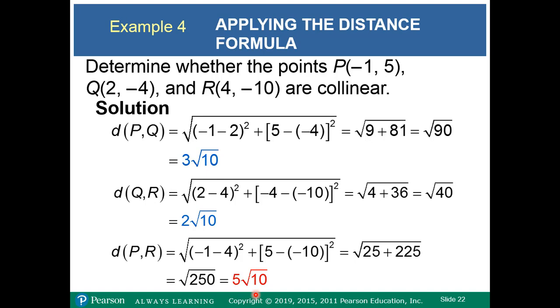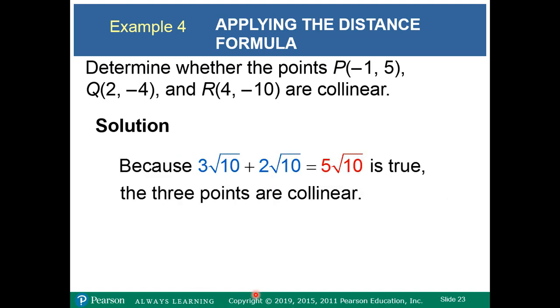So now, does the sum of the distances between 2 pairs of points equal the distance of the last pair? And it's true. So in this case, we show that 3 points are indeed collinear. If it wasn't true, then they would not be collinear.